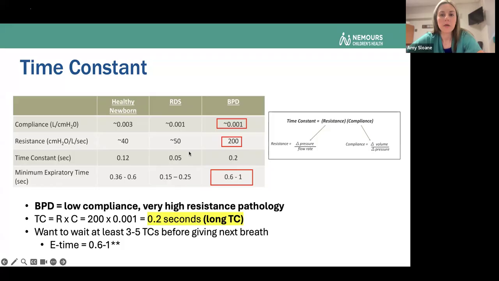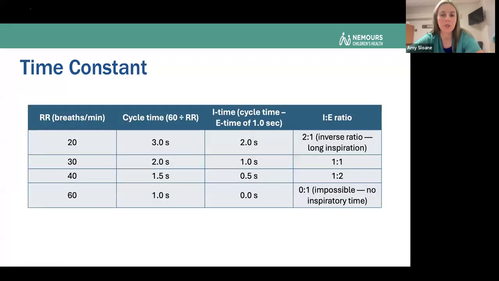So thinking about this in a stepwise fashion, it all starts with the cycle time, which is determined by the respiratory rate. And the cycle time is just 60 divided by the respiratory rate on the vent. And the cycle time is measured in seconds as well, and it includes inspiration and expiration. So from there, if we know we need an I time of about 1 second from the previous slide for this baby with BPD, for adequate exhalation to occur, we subtract that from the total cycle time to determine what the I time should be.